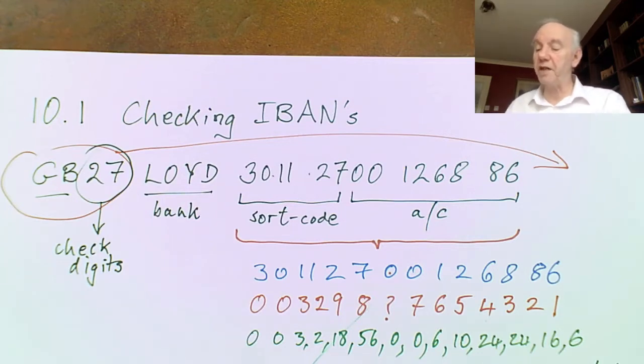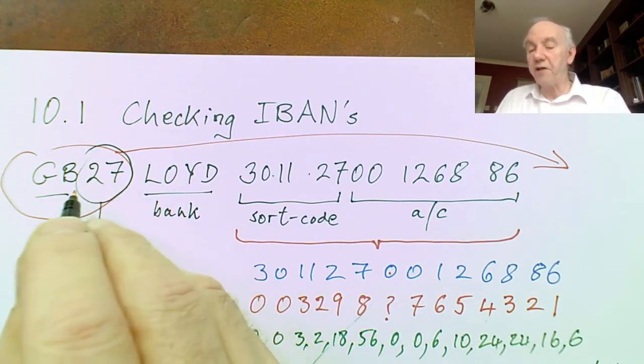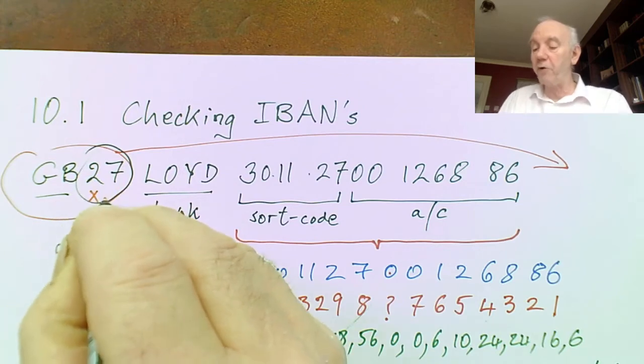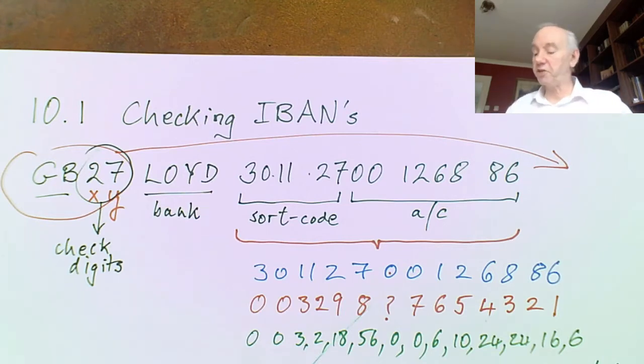The reason for doing that is that let's pretend we don't actually know that the check digits are 27. We could call the digits X and Y. So if you like, we're trying to find X, Y. And by moving this block to the end, it means that the number finishes X, Y. And it will make it easier for us to determine X, Y. So that's the first step.